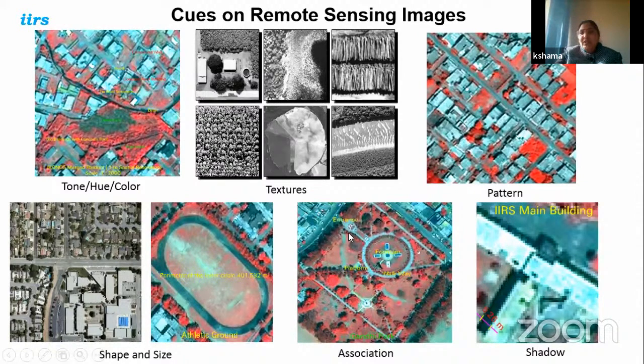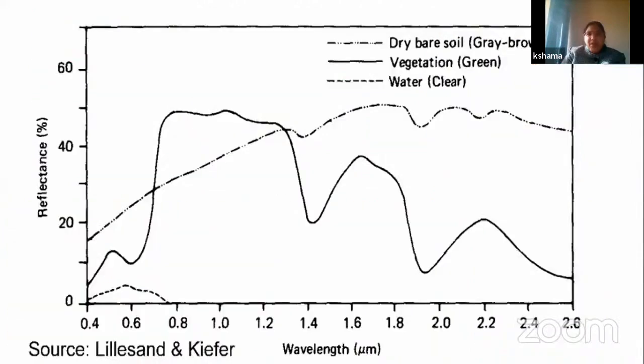Then there is association of different features. Like there is a park area, so there are jogging tracks there, a fountain is also there. So these features are associated with each other. So we can easily deduce that this is an urban park area. And then shadow. The shadow of a building is also one of the important parameters while identifying some of the features. So let us take some examples one by one.